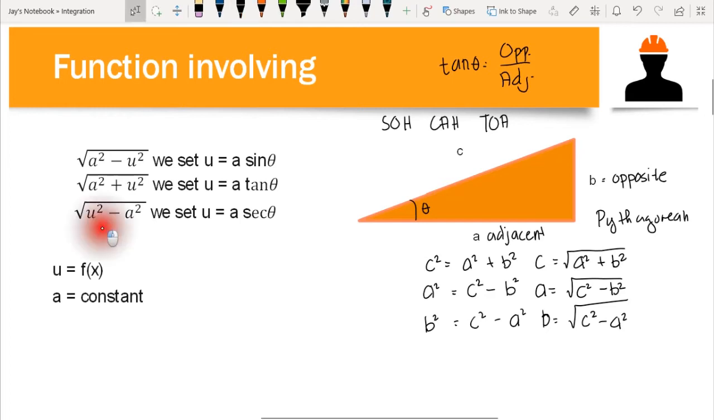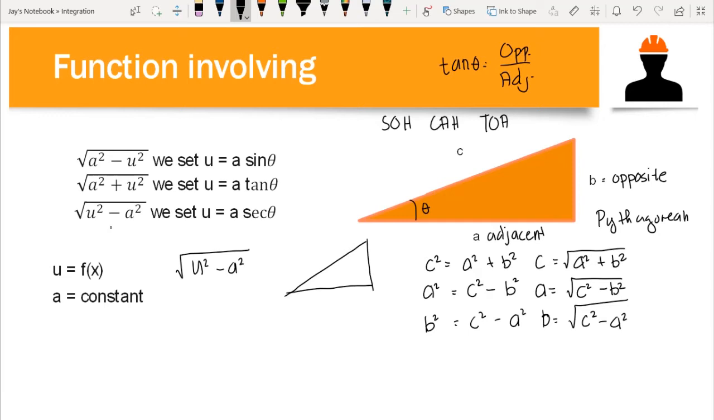What if we have the square root of u squared minus a squared? Then if we plot that in our right triangle, from our Pythagorean theorem, if we have a difference, the first number here is our hypotenuse. From the Pythagorean theorem, c is the first number before the minus sign. So our u here is the hypotenuse, and a here is the adjacent. It could be the adjacent or the opposite, since it could be b.